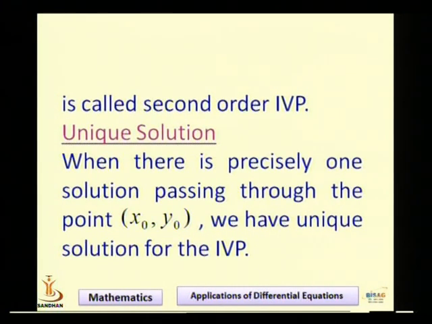Then people are interested in finding out not only the general solution, but people are more interested in finding out a unique solution. What do you mean by unique solution? When there is precisely one solution passing through a point, then we say that we have a unique solution. So through the point x naught, y naught, if more solutions are passing, then it cannot be a unique solution.